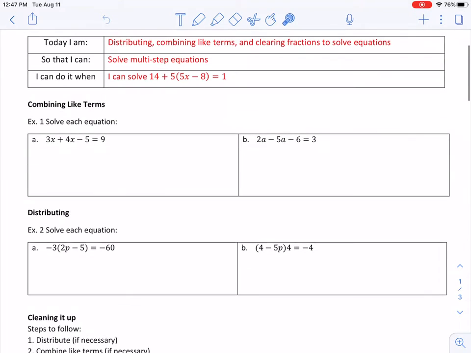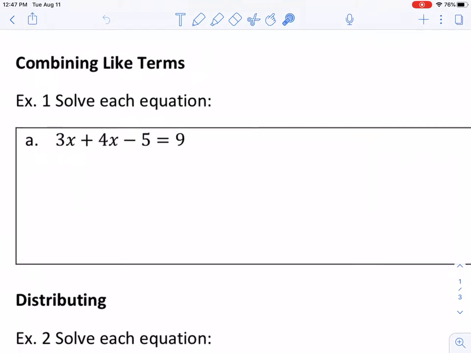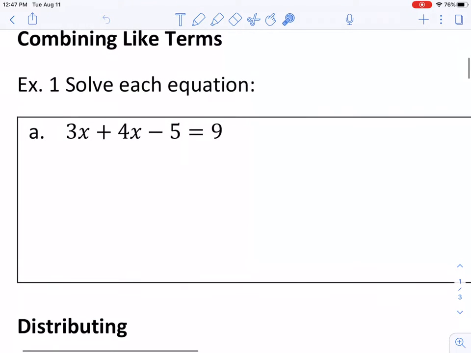So let's start with the idea of combining like terms. Now I'm jumping a little bit. I've not gone over how to solve a two-step equation. It's my assumption that that's something that we're familiar with, and if not, you will see it repeatedly through this video and get comfortable with it, hopefully.